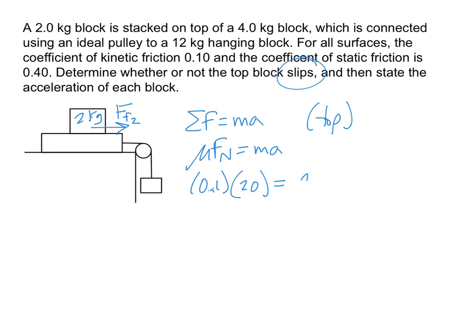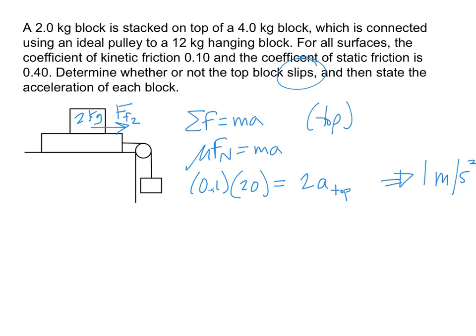I haven't really focused on any other part of the system yet. And so 2 is my mass, and I can find my acceleration. I'll call it acceleration top, so that I remember it's just for that top block. And this comes out to be just 1 meter per second squared. Told you I made the numbers work out nice. All right, so 1 meter per second squared.